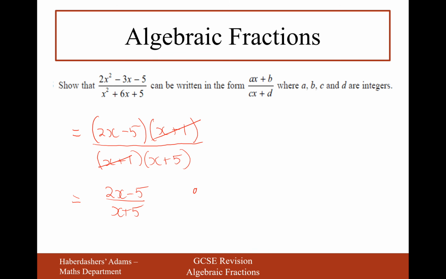So here effectively, on the top, a is 2, b is minus 5. On the bottom, c is 1 and d is 5. Okay, so that's what we're referring to, comparing this and this thing here. A is 2, b is minus 5, c is 1, d is 5. Let's move on to the next one.